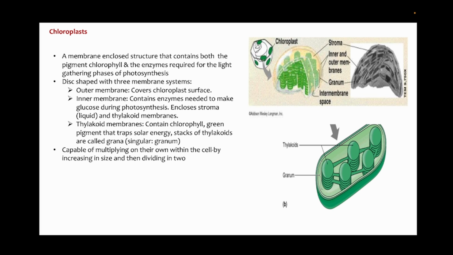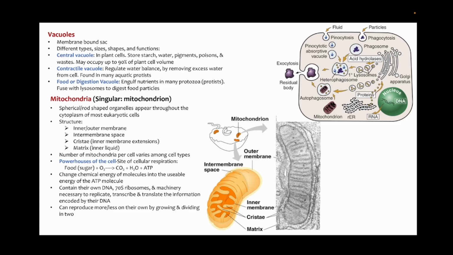Okay. So other than lysosomes, you can also have vacuoles. So for vacuoles, you have a central vacuole. This is usually in plant cells. Okay, central vacuole in plant cells. So usually if you see mature plant cells, most of the middle looks empty. So this is the central vacuole. Okay, it may occupy up to 90% of plant cell volume.